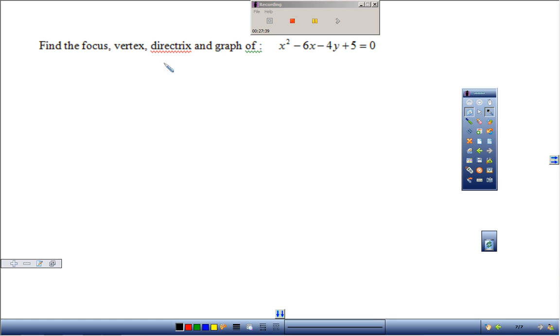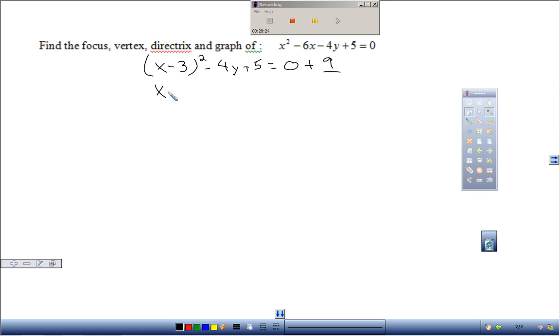I take half of negative 6, so I would get (x minus 3) squared, minus 4y plus 5 equals 0. But when I completed the square, I added negative 3 squared to this side of the equation, so I need to add negative 3 squared, which is 9, to this side as well. Because if I FOIL this out, I get x squared minus 6x plus 9, so I need to add 9 to this side.